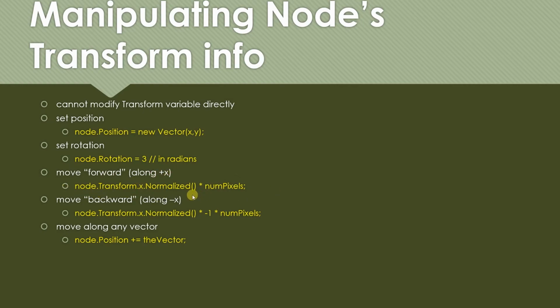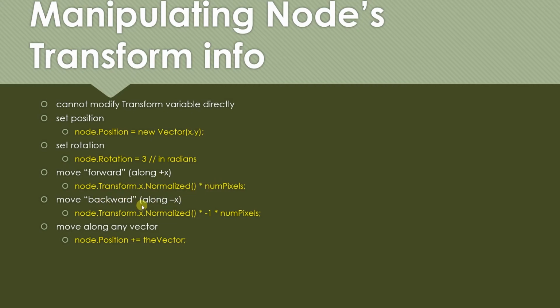And again, if you understand linear algebra, this will make perfect sense to you. If you don't, you'll just kind of have to memorize it, because this is not a linear algebra tutorial. So you take your node, you get its transform, you get the x component, so you get your x vector essentially, you normalize it, right? So by normalizing it, you're making it a length of 1. And then you multiply that by the number of pixels that you want to move along the x-axis, all right?